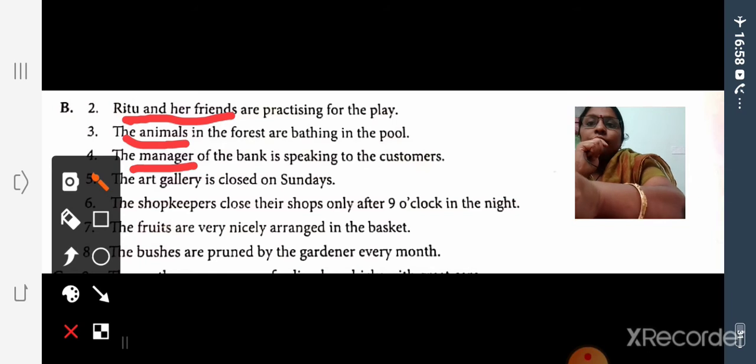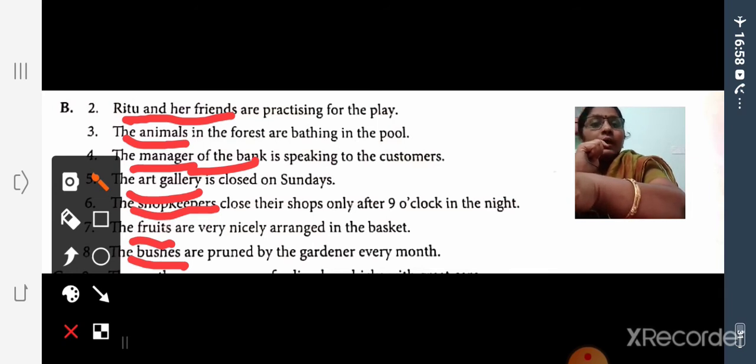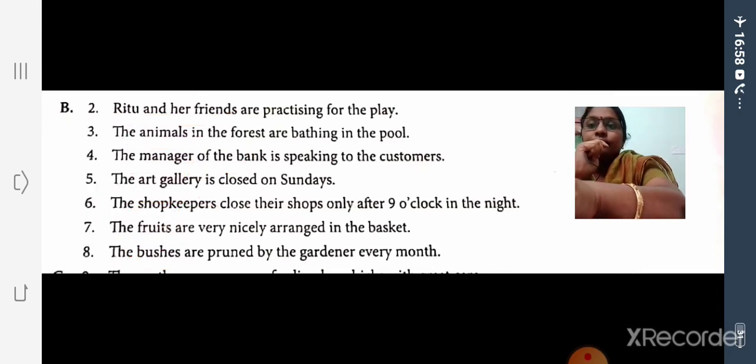The manager of the bank. Then the art gallery is closed on Sundays. The shopkeepers close their shops only after 9 o'clock in the night. The fruits are very nicely arranged in the basket. The bushes are pruned by the gardener every month. So we have to fill in the predicate part. You can write your own sentences. Use this as an example.